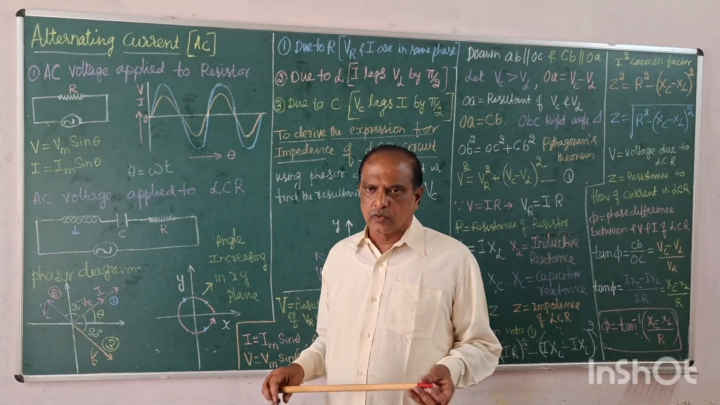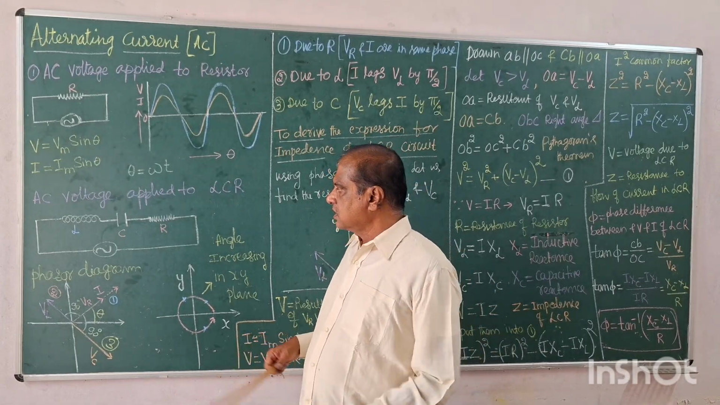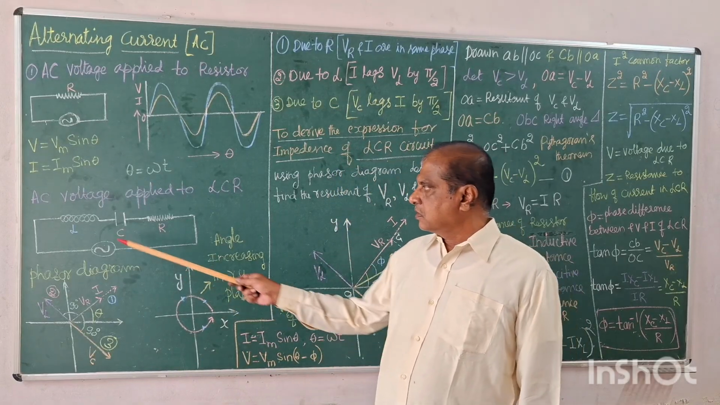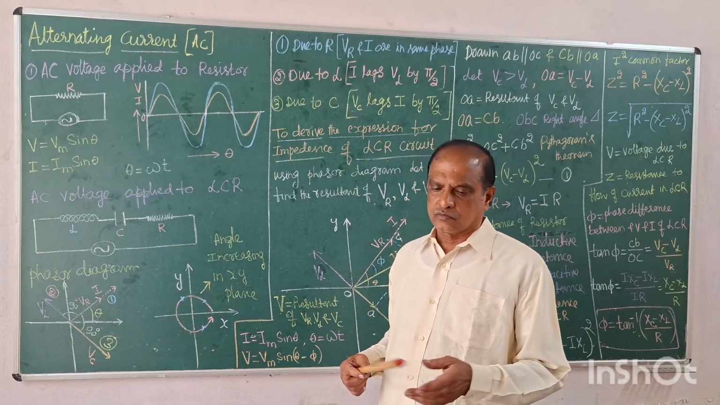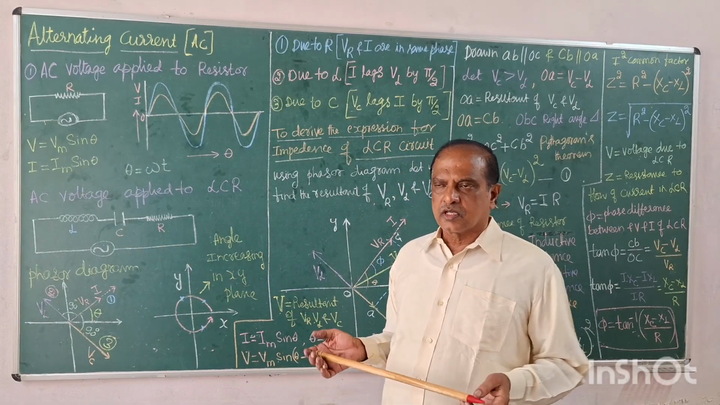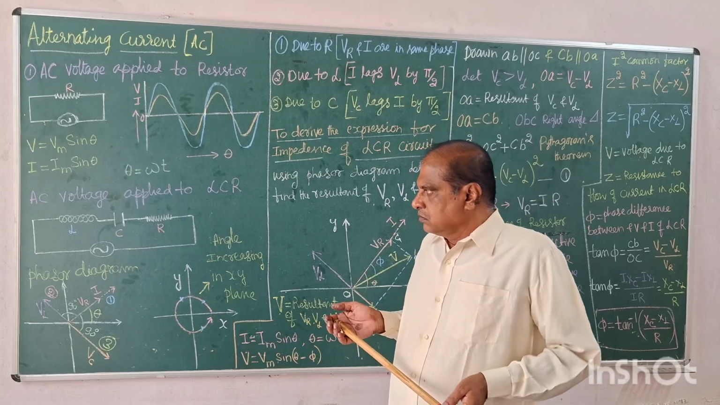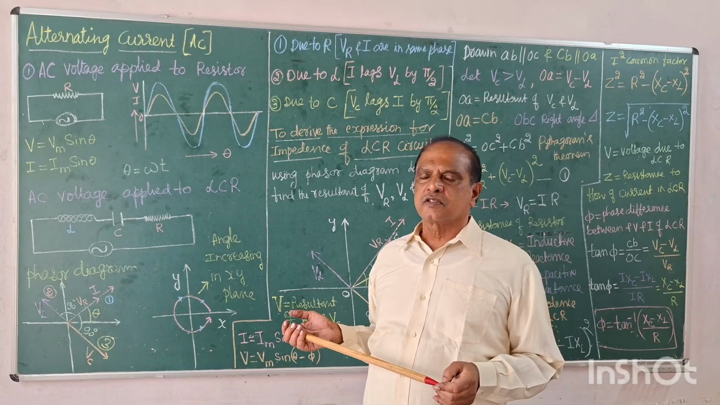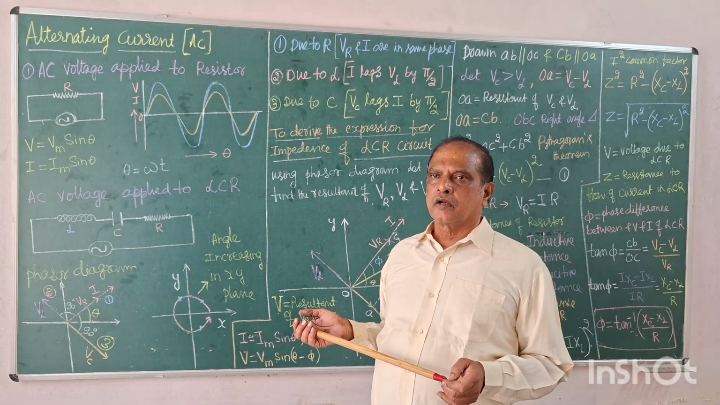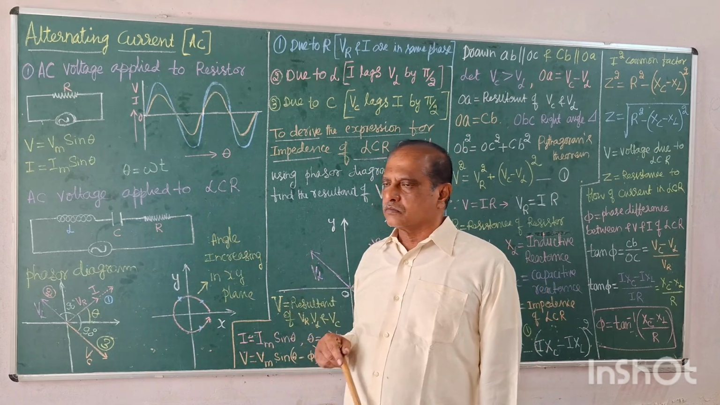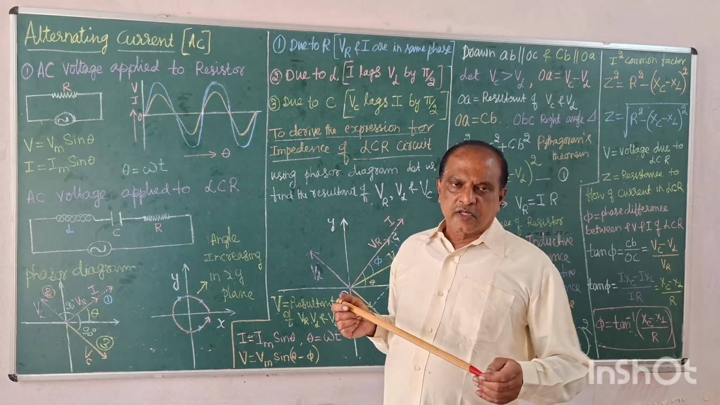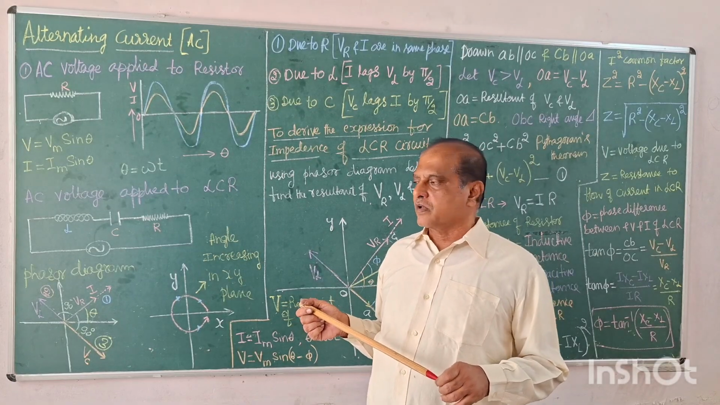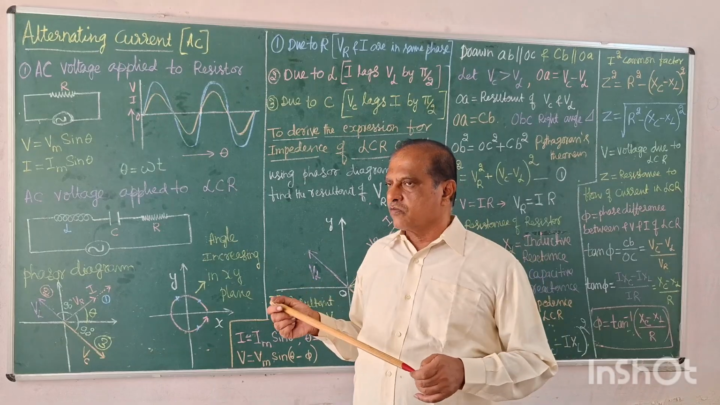Let us go deep into the theory behind this LCR circuit. LCR is a combination of L, C, R. In this LCR circuit, we have to understand: is there any phase difference between the current and voltage of the LCR? If there is a difference, by what angle does it differ? That we require to understand.